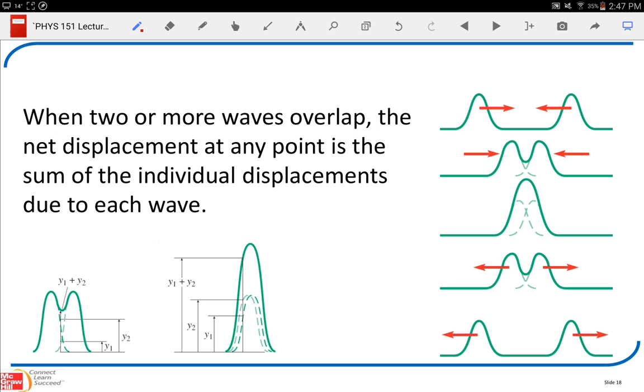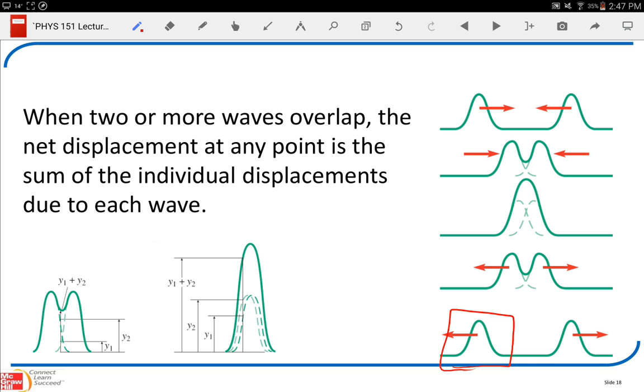But here's pictures to illustrate it. So here are two pulses heading toward each other. They hit each other, and because both pulses are positive, they add to make an even taller wave. The height doubles when the two are right on top of each other. But then they just pass through each other.